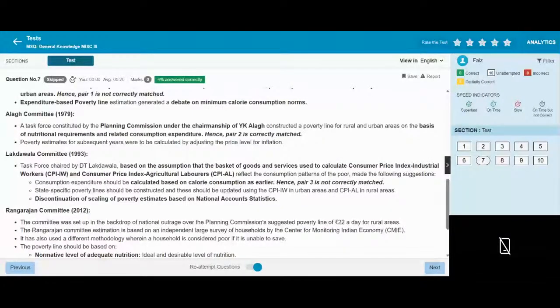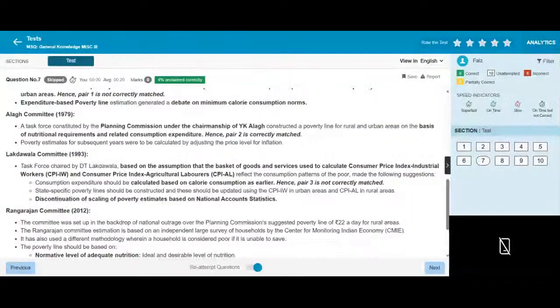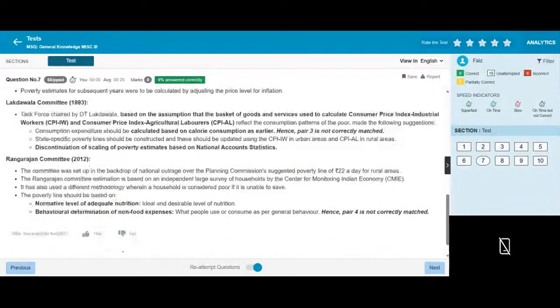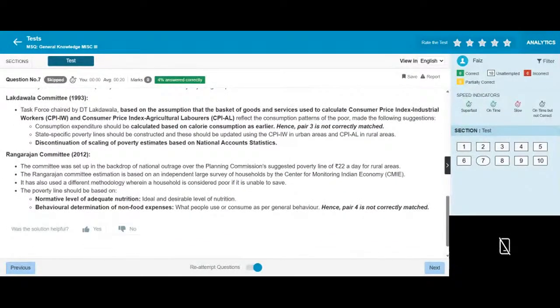Alakala considers the poverty line on the basis of the consumer price index. All consumers from the task force share by the Kerala based on the database of goods and services used to calculate the consumer price index for industrial workers. The consumer price index reflects the consumption pattern of the poor. This is necessarily based on national constraints.